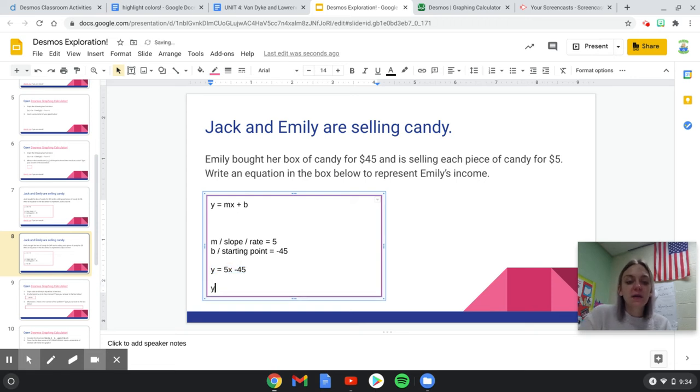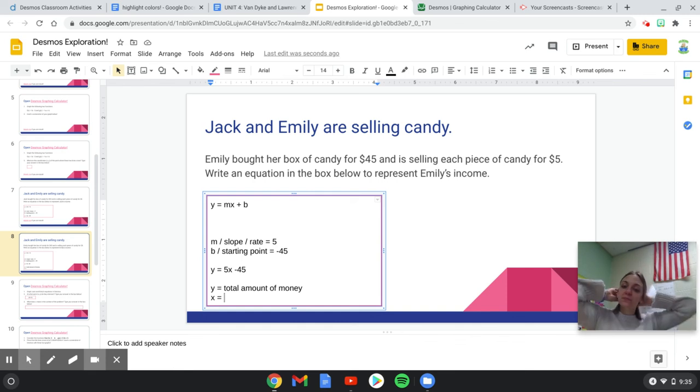Keeping in mind that y tells me a total amount of something, a total amount of hours, a total amount of weight. In this case, because we're dealing with money, y tells me the total amount of money. So when I put these two pieces together, I'm going to find out how much Emily made selling her candy bars. So I need to think, if y equals a total amount of money, what does x equal? Now, x is a number that can change in the problem.